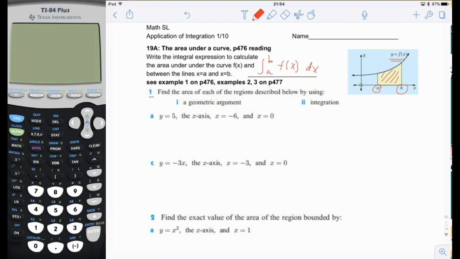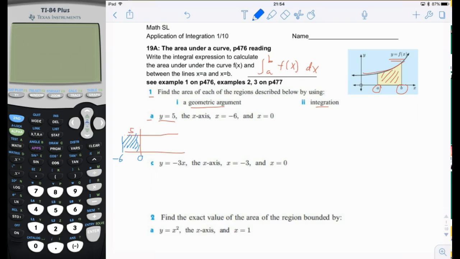Number 1, find the area of each of the regions described below by using first a geometric argument and then integration. Because these two that they're giving you are simple shapes that we can calculate the area with, middle school math. So instead of having a curved function, we're just going to have a function y equals 5. If you remember, y equals 5 is just a horizontal line at height 5. And then they said that the x limits are x equals -6 to x equals 0.